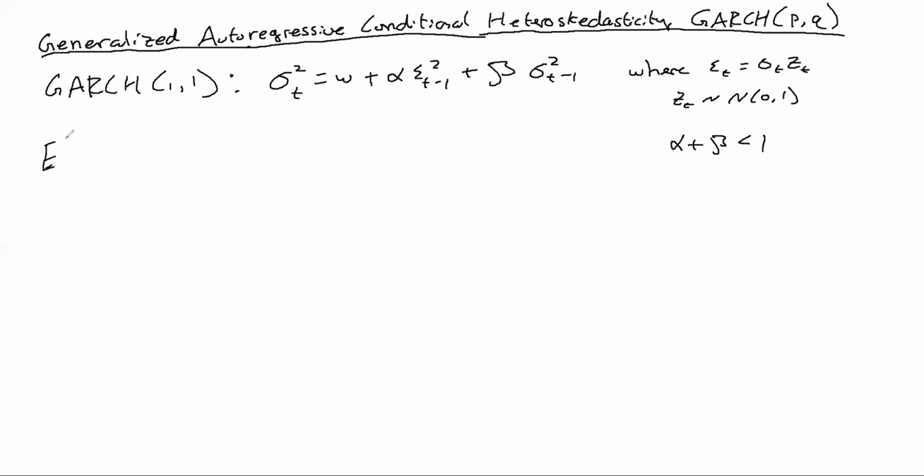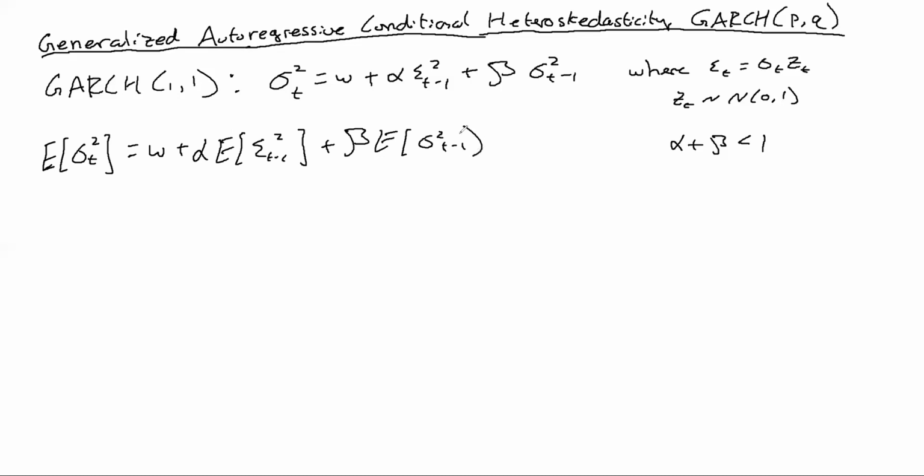So let's look at the expected value. The expected value of our variance is going to be equal to the expected value of w, which is w, since the expected value of a constant is just a constant. And then we can factor out the alpha and we get the expected value of our error term squared, plus, same thing, factor out the coefficient, we get beta times the expected value of variance.